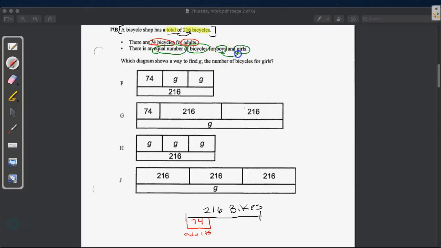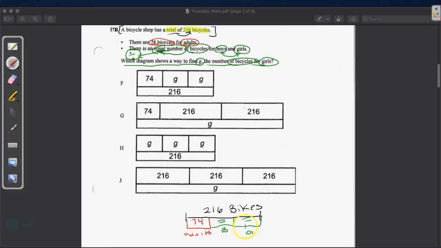So we're talking about boys and girls, so we need to draw two separate groups. Here are the boys and here are the girls, the G for the girls. Now an equal number, that's another clue for division, because division is a nice guy. He says everyone's the same. And again, we don't know the number, we just know whatever the boys have, they're the same as the girls because they're equal. Your question, which diagram shows a way to find G, the number of bicycles for the girls?